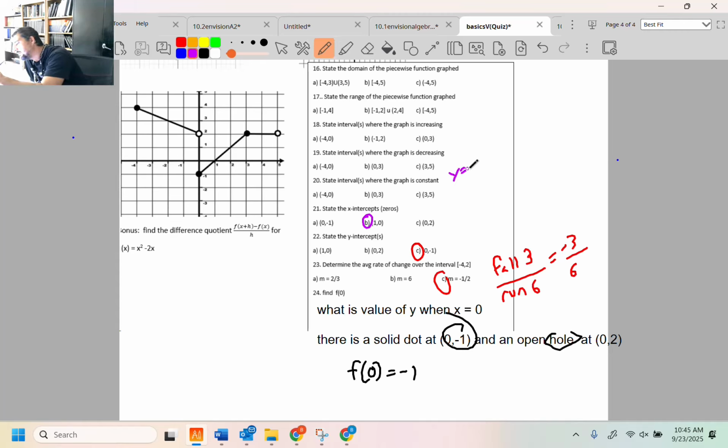Constant, think about y equals c, the horizontal line. This is the constant piece of the graph. It's constant for x values between 3 and 5. Decreasing is downhill. That's this piece. The x values that make it such are -4 to 0. I don't know why those are being missed. Increasing is uphill. The x values that make it this way are 0 to 3.